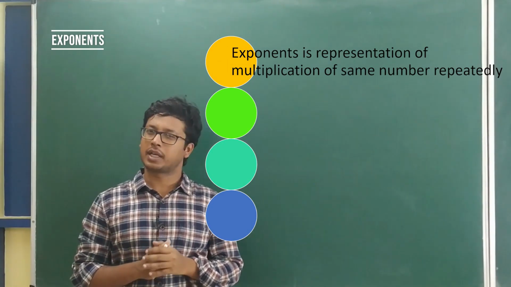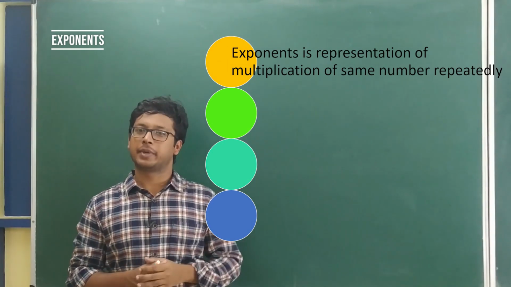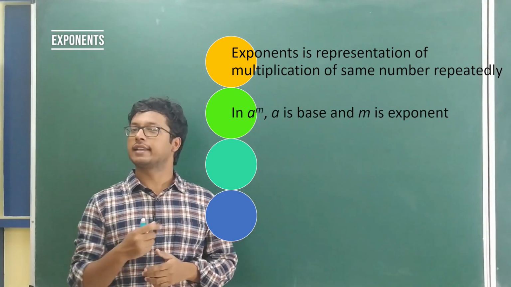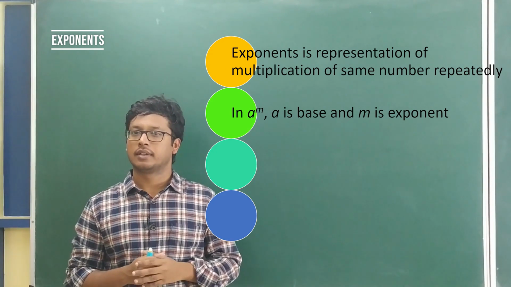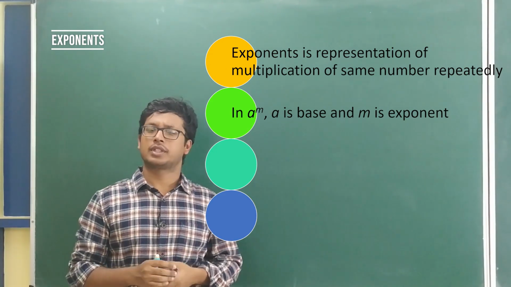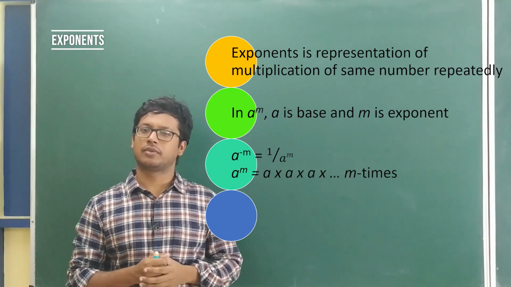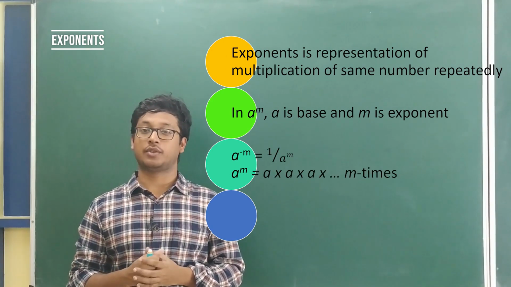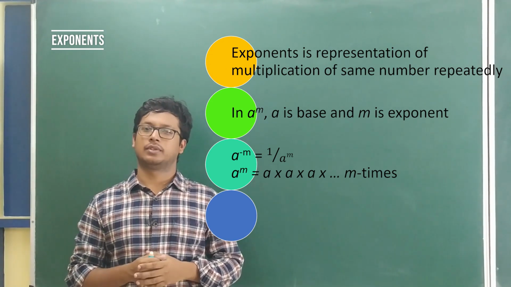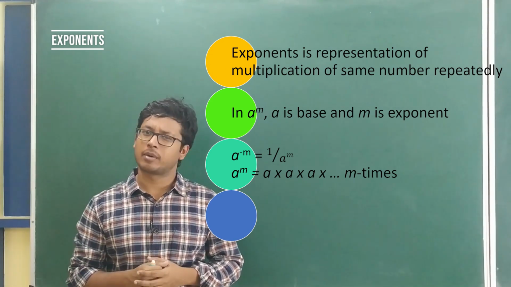Exponents are the multiplication of the same number repeatedly. When a is multiplied m number of times, we represent it as a raised to m, where m is the exponent and a is called the base. m can take any value, that's what we saw. If m is negative, a raised to minus m is written as 1 by a raised to m. If m is positive, then we just multiply a, m number of times.